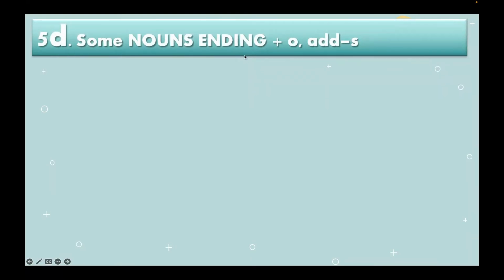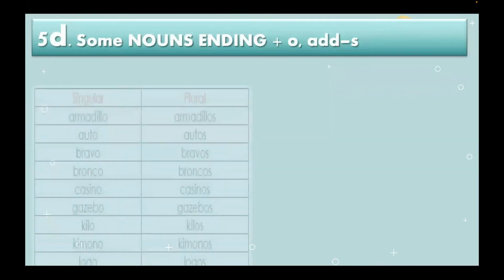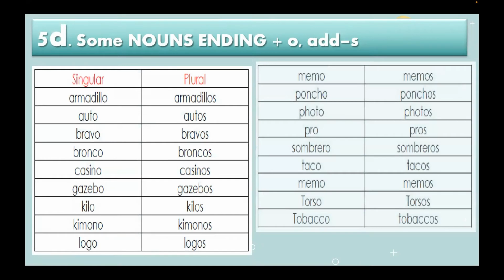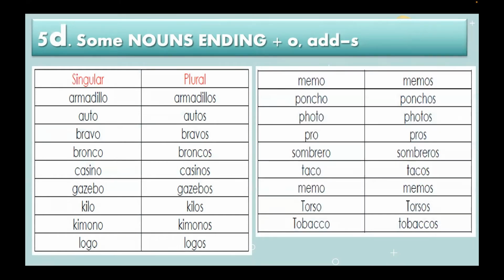These special nouns ending in O just simply add S, like armadillo to armadillos, auto to autos, bravo to bravos, bronco to broncos, casino to casinos, gazebo to gazebos, kilo to kilos, kimono to kimonos, logo to logos, memo to memos, poncho to ponchos, photo to photos, pro to pros, sombrero to sombreros, taco to tacos, torso to torsos, and tobacco to tobaccos.